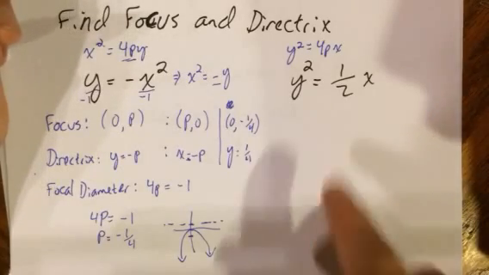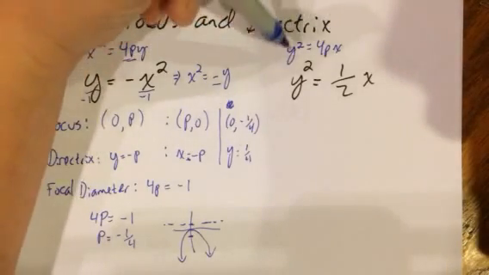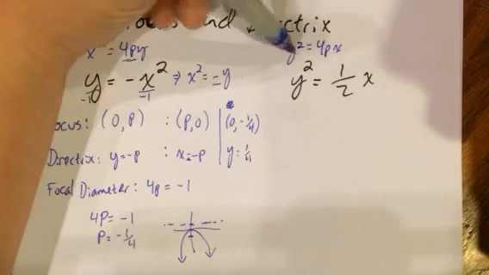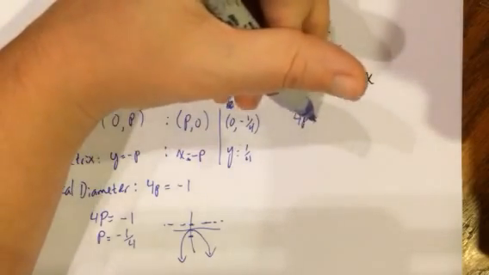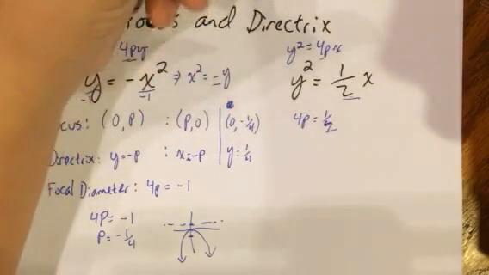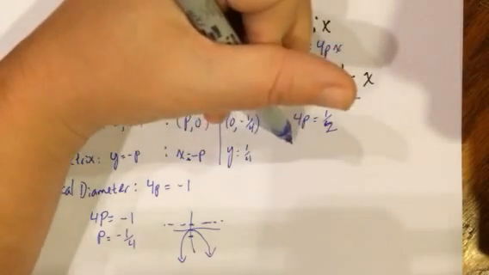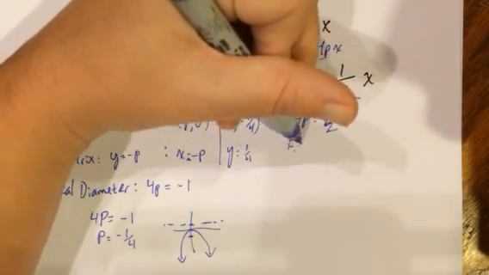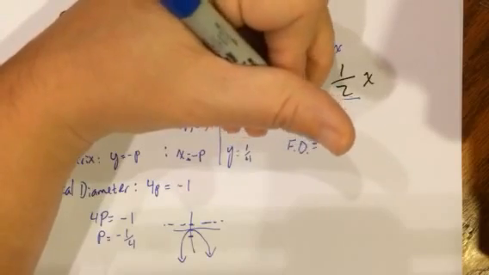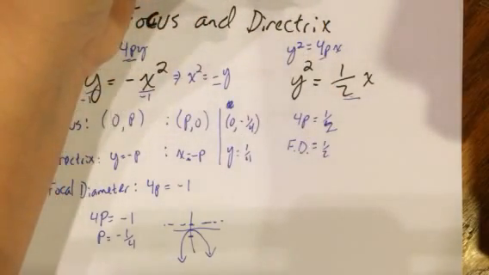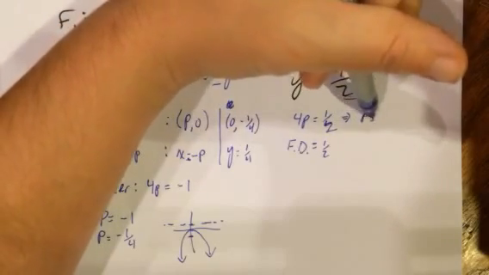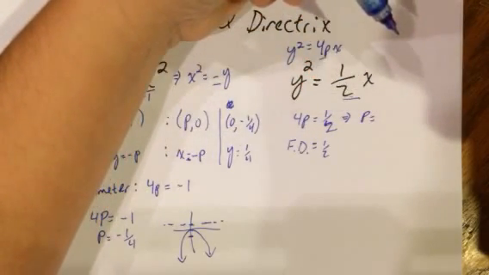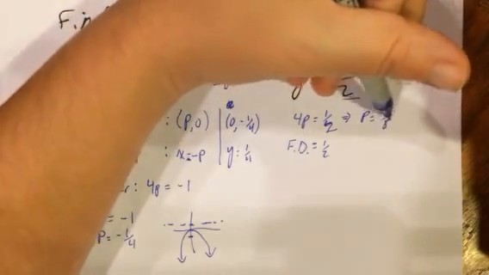Okay, I can do the same thing to this one. This one's already solved for y squared. So my 4p is just going to equal the 1/2. So 4p equals 1/2, which means, again, I know my focal diameter right away. My focal diameter is going to equal 1/2. I can solve for p, so I'll divide by 4. p should equal 1/2 divided by 4. Flip your fraction and multiply, so 1/2 times 1/4, 1/8.